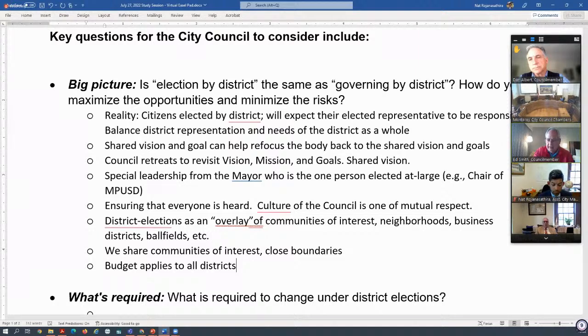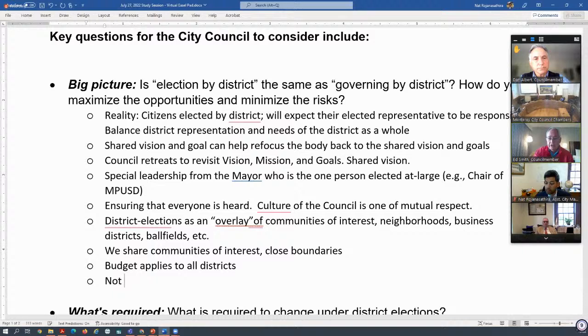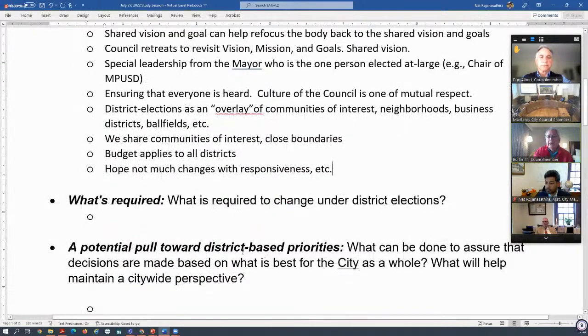So looking at it from an operational question, which is the next question, what is required, I would say, I hope not much changes in terms of conduct and behavior at the council when we're representing our district at the same time representing the larger community. So I want to jump to add a bullet point to what's required to change under a district election. I think the mechanical piece has changed. That's the process by which everyone gets elected, except for the at-large mayor. So I hope we don't have any other changes, frankly.